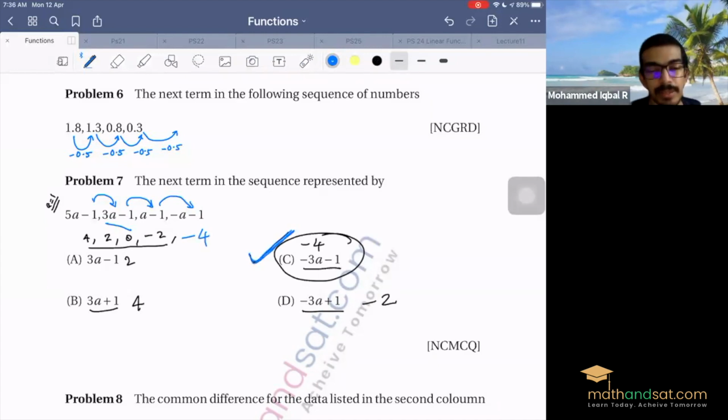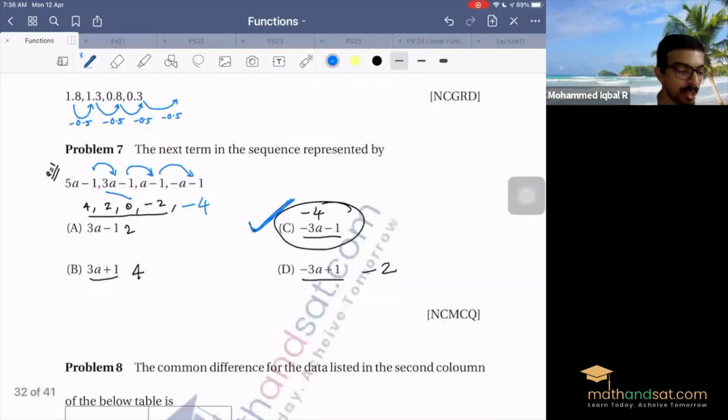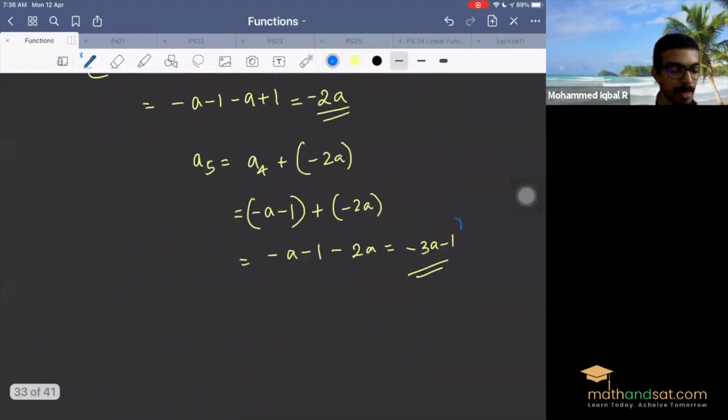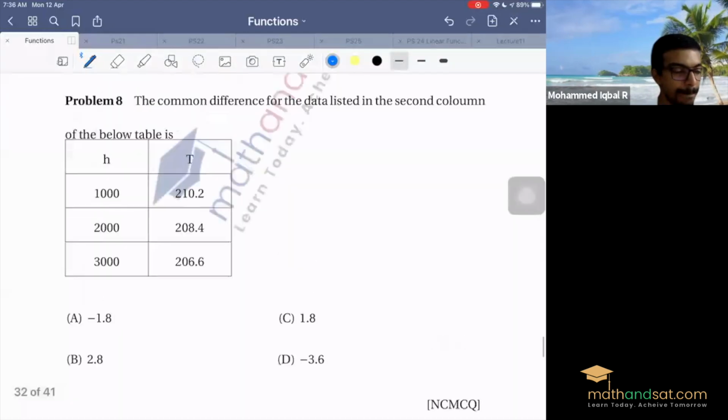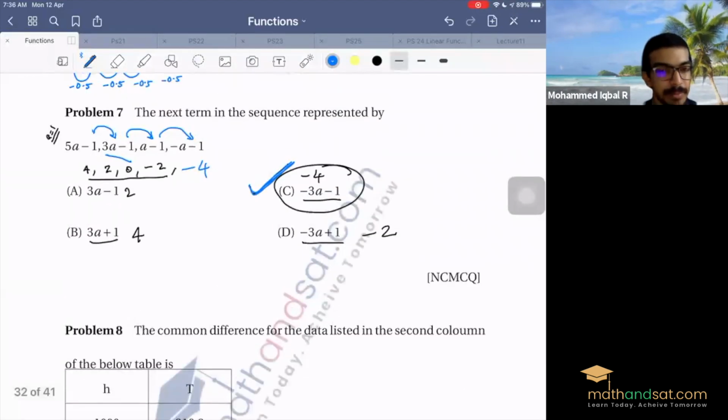C is our matching answer. Of course, we got C here as well, minus 3A minus 1. So we used a sneaky approach here. Instead of actually finding the answer in terms of A, you just take some value for A and then verify the options. All right.